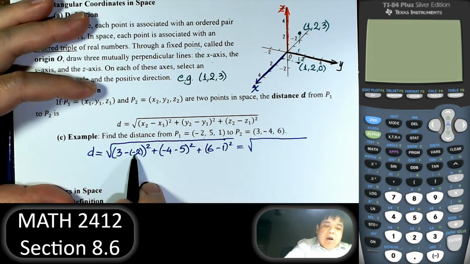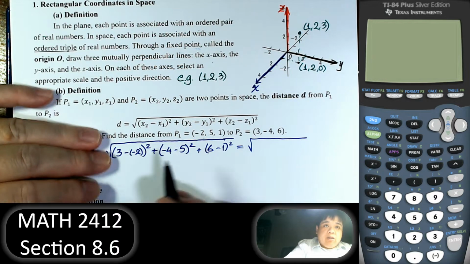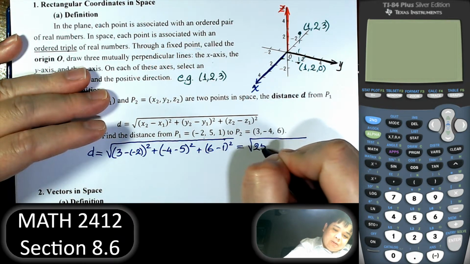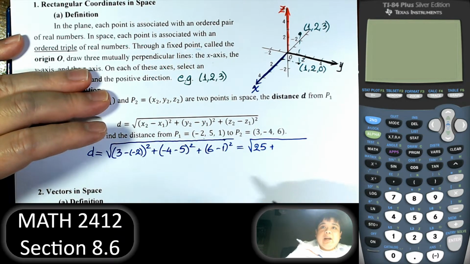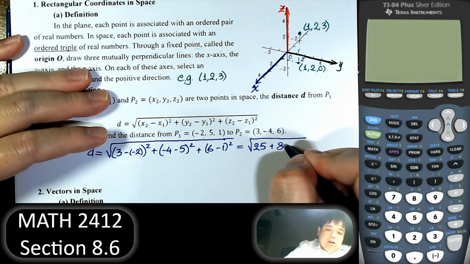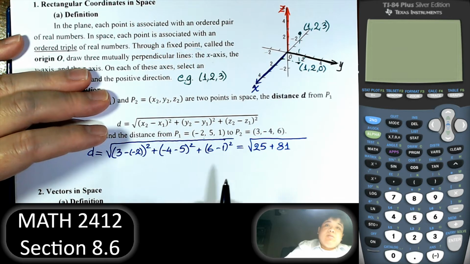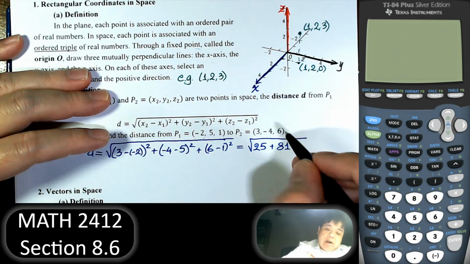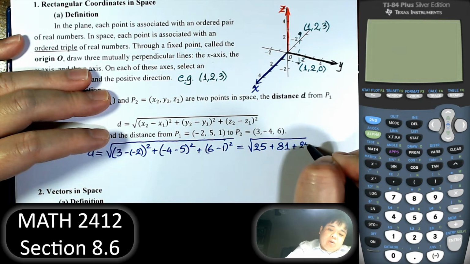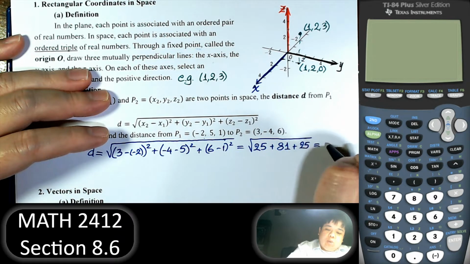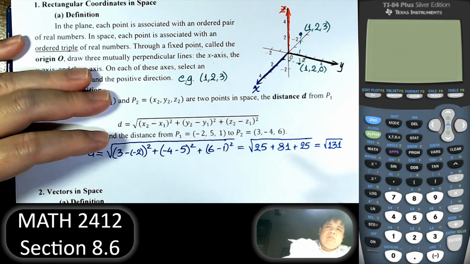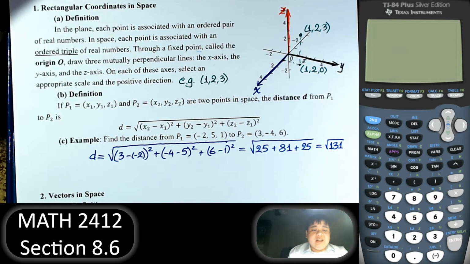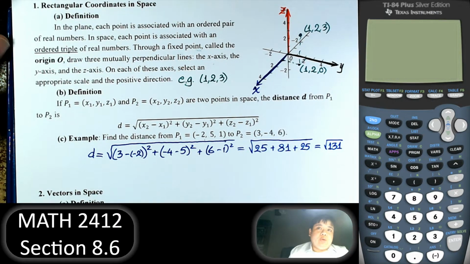So 3 minus negative 2, that's 5 squared, 25. Minus 4 minus 5 squared, minus 9 squared. 9 squared is 81. And 6 minus 1 is 5 squared, is 25. 25, 25, 50, 81. That's the square root of 131. Right, simple enough. So that is the distance between 2 points in 2-dimensional space.